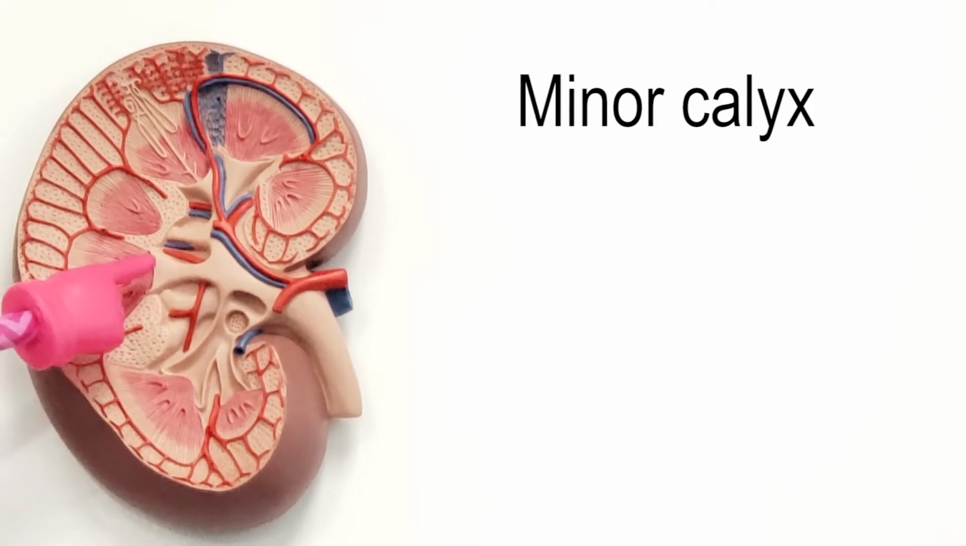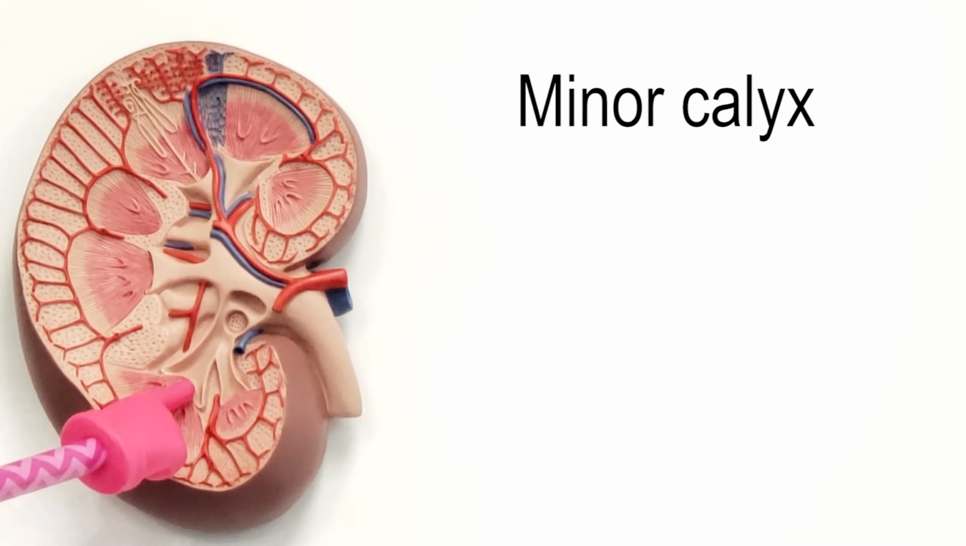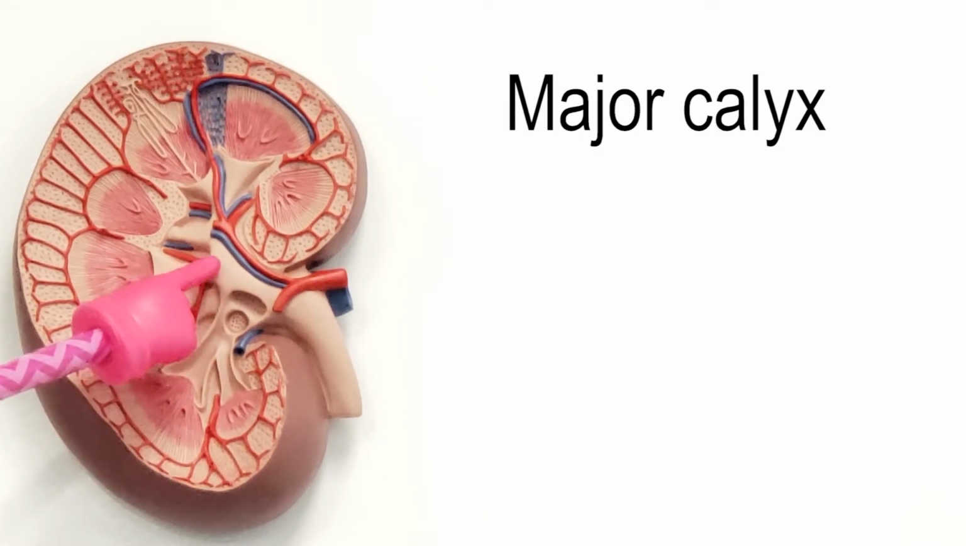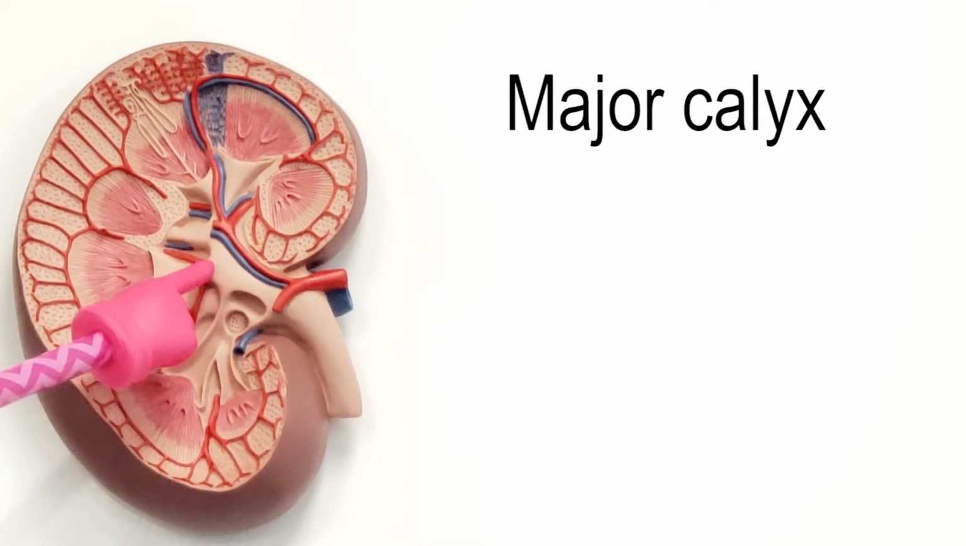Minor calyx. These minor calyces collect waste products from the renal pyramids and combine to form the major calyx. Major calyx. The major calyx channels waste products from the minor calyces through the renal pelvis and into the ureter.